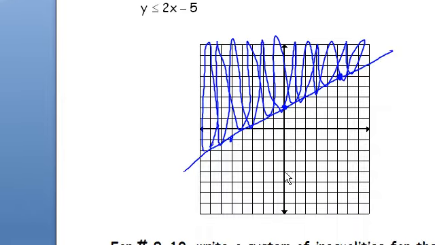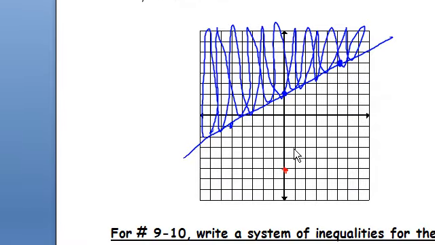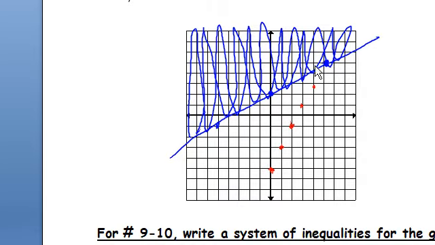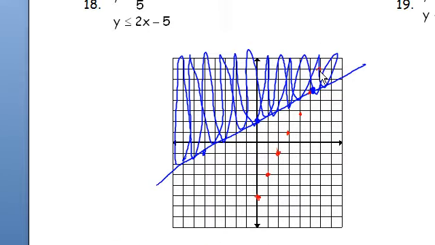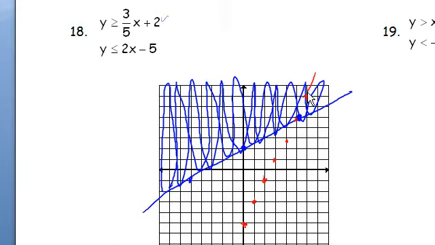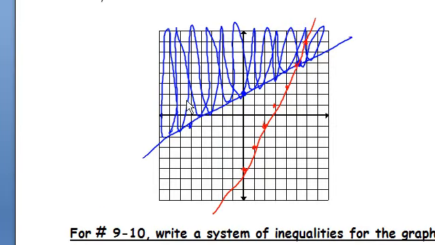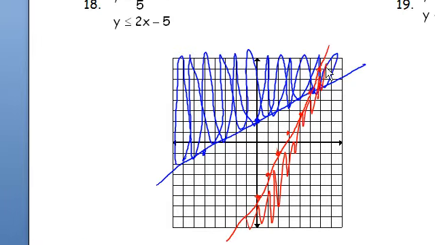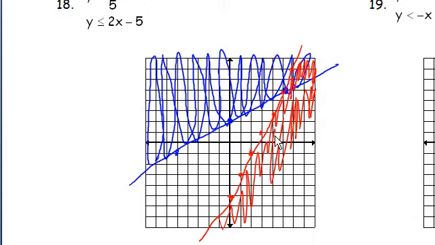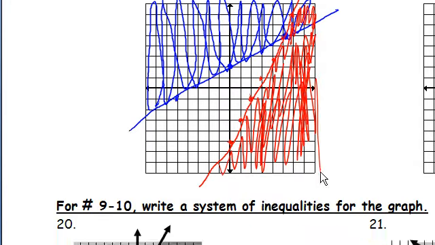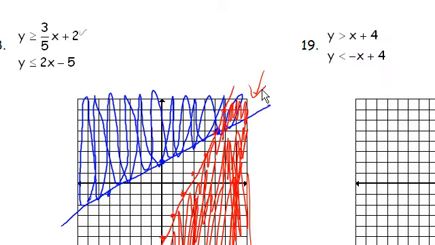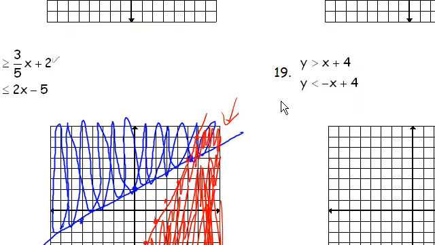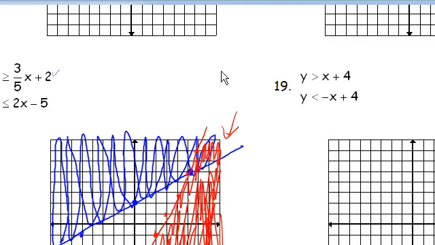So down 5, and we go up 2 over 1, up 2 over 1, like so. And this too is a solid line, like so. And then this says y is less than, so we shade below this line. And we see that our solution area is in the upper left corner there, where those two lines intersect, or where the two shading patterns intersect. There's our solution area. And finally, it's also called a union.